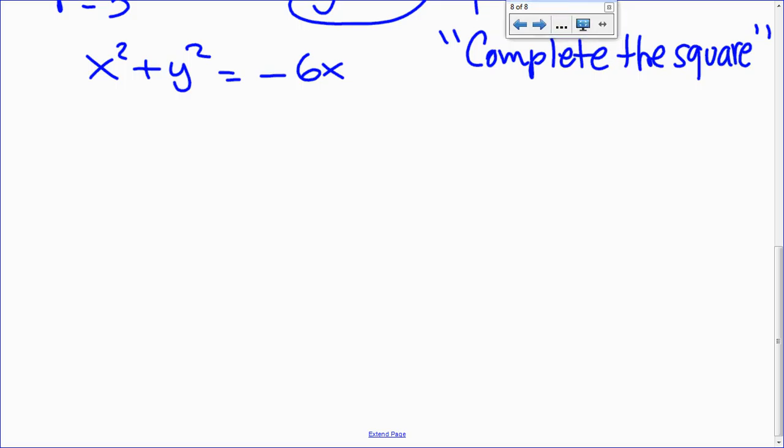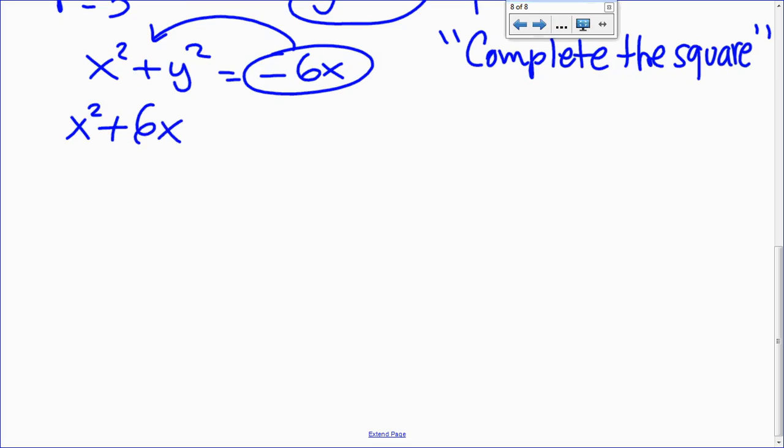Okay, so this is what I want to do. I want all my terms that contain a variable on the left. Okay, so x squared, and then I'm going to take this negative 6x, take it across. So that will become plus 6x. Then I'm going to leave a little space here, and then I will have plus y squared, and that will be okay. Now, what do I have on the right side so far? Nothing, 0.